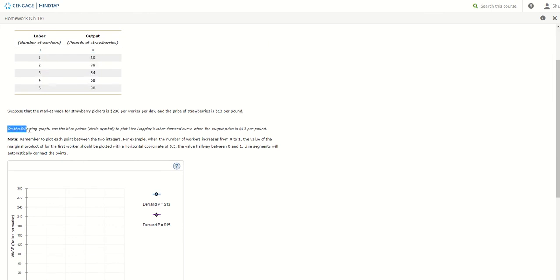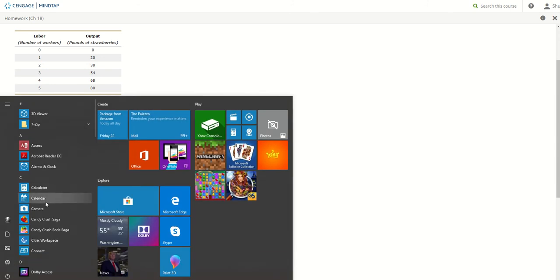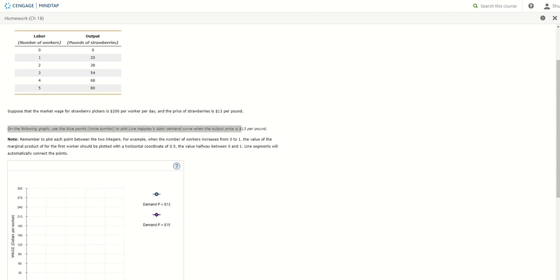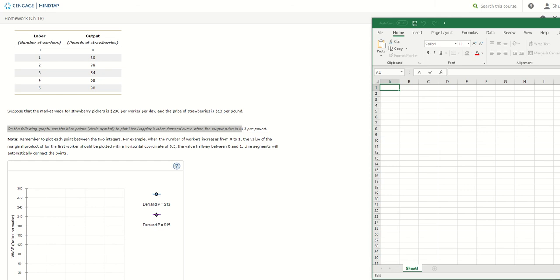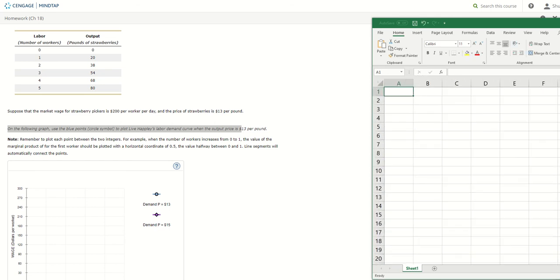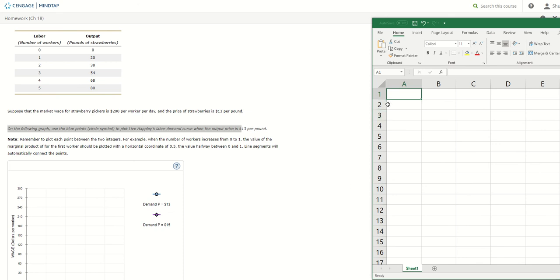On the following graph, use the blue point circle symbol to plot Live Happily's labor demand curve when the output price is $13 per pound. To plot the demand curve here, we need to find the company's VMPL. To find the VMPL, we need to take the price of the item times the MPL. So what is the marginal product of labor?